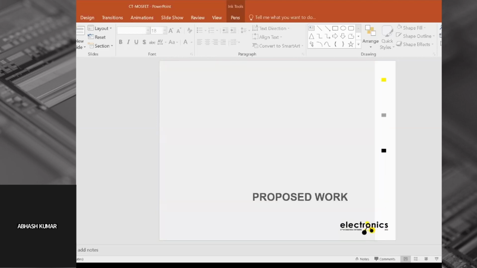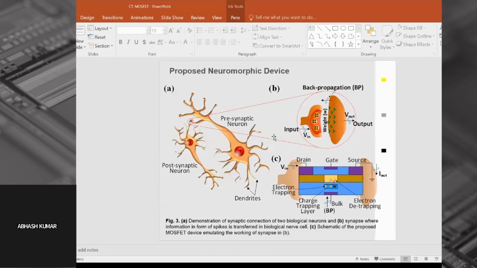Coming to our proposed work. This is the proposed neuromorphic device. In our human nerve cell, all the connections are modified at the synapse.